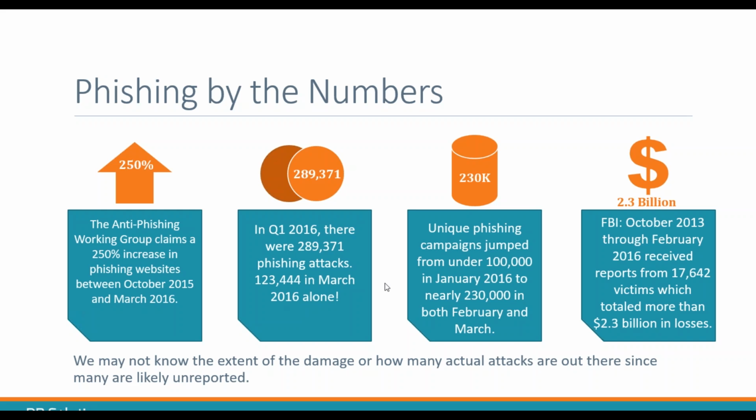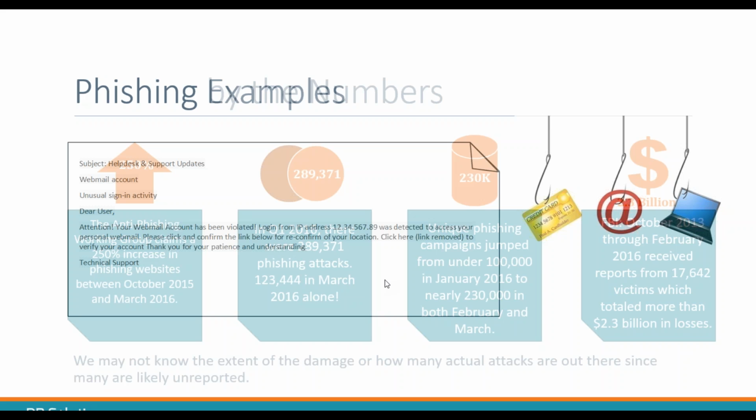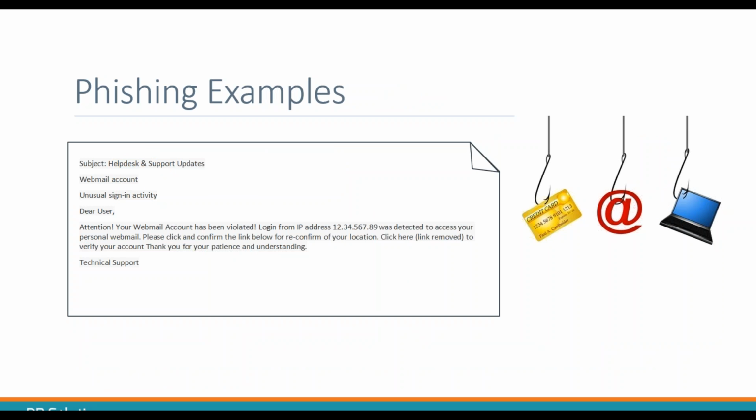So here's an example of what I would call very regular generic phishing. I believe this came from the University of Pittsburgh, and this was a phishing attack that happened to them. They've made some edits to it, of course. You can see the subject here is help desk and support updates. Very generic subject. In fact, I wouldn't be surprised if you guys got legitimate emails that had similar subjects. Dear user, your webmail account has been violated.